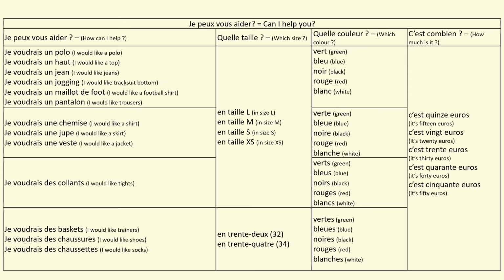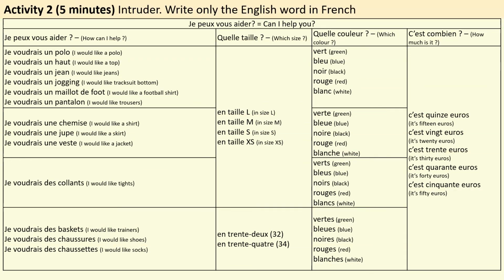Okay, Year 8, here's the sentence builder again. This time we're going to play Intruder. So I'm going to read sentences from the sentence builder grid with one word in English. And I want you to write down that English word in French for me, please. So I'm going to read most of the sentence in French with an odd word out in English. That is the intruder. And you're going to write that word in French for me. Okay, pens at the ready. Here we go.